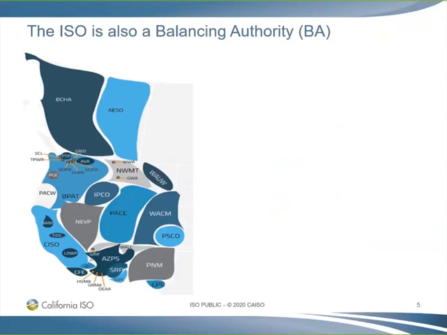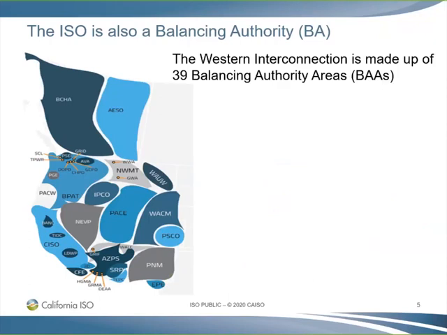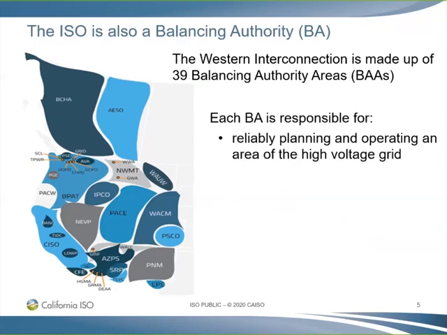The ISO is located in the Western Interconnection, which is represented here. In addition to being an ISO, we are also registered as a balancing authority, or BA. While all ISOs are BAs, not all BAs are ISOs. A balancing authority area, or BAA, is a combination or set of inner tie points and resources, and the balancing authority is responsible for matching generation and load while maintaining the electric frequency of the grid.